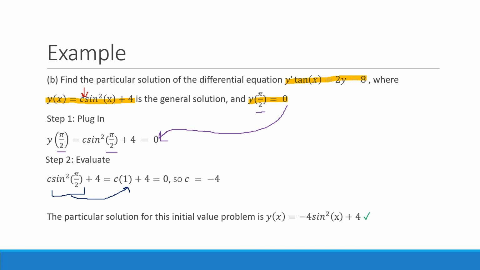So here we can see that c has made its way into our general solution, and we copied our general solution here. Keep in mind, this negative 4 is not being distributed all the way through the solution. It is only in this first part, as it is shown in the general solution. So we can say the particular solution for this initial value problem is y of x equals negative 4 sine squared of x plus 4.